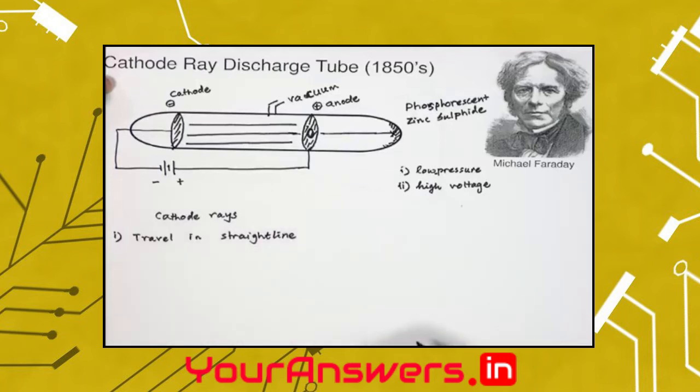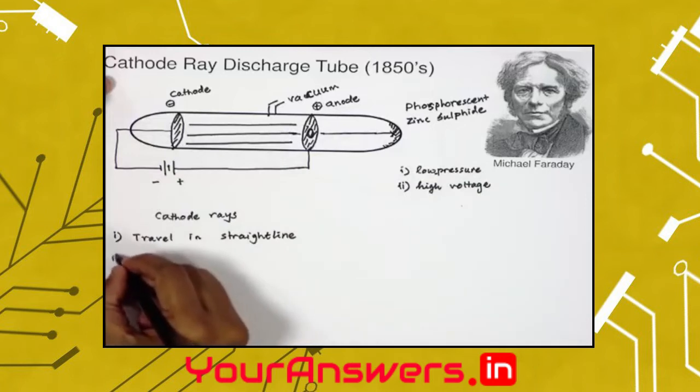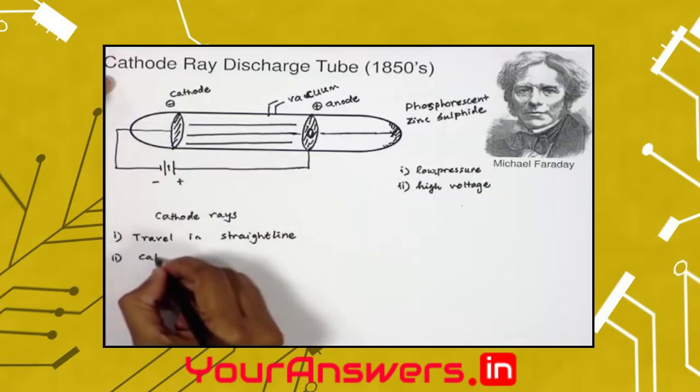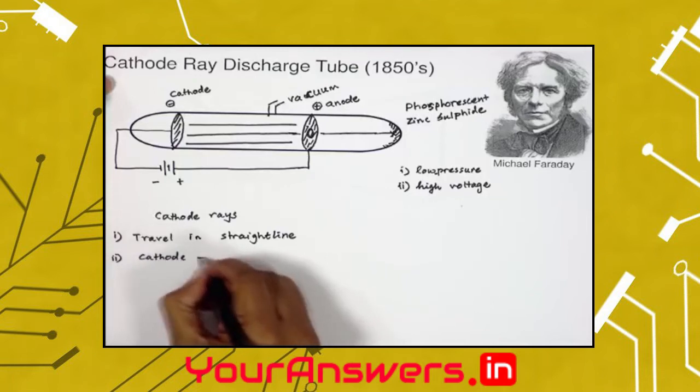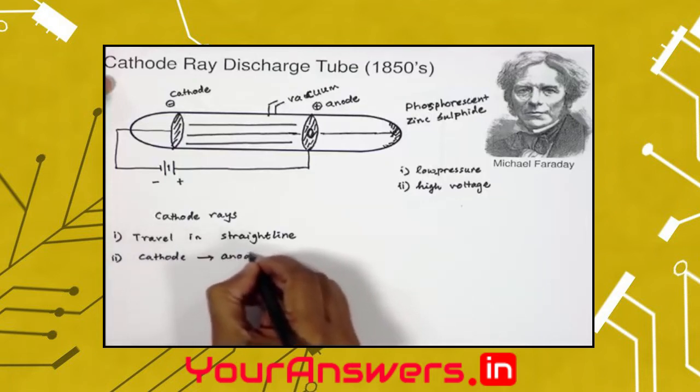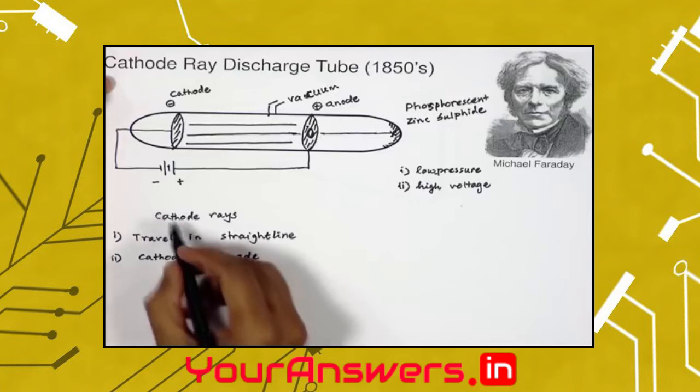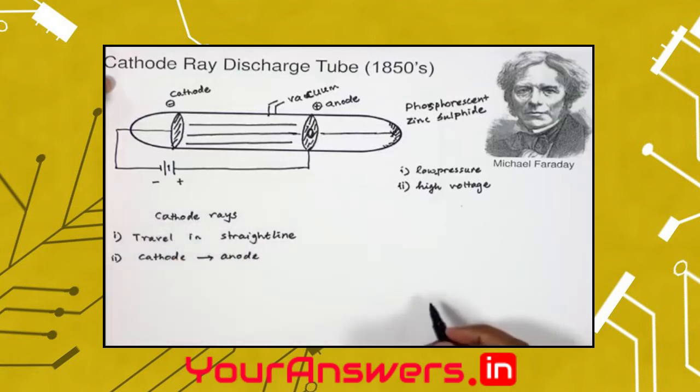They always travel in a straight line, as it was seen. They originate from the cathode and they travel towards the anode. So, that is why they are called cathode rays, because they originate from the cathode terminal.